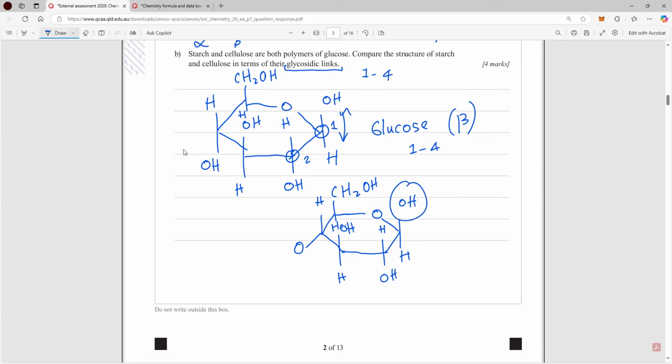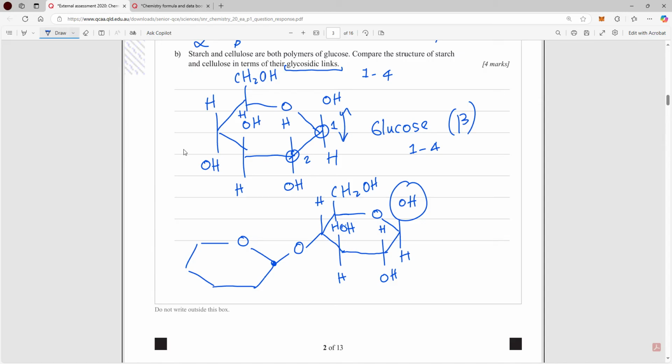So I'm going to draw the exact same molecule, except just down here. So this is joined up here, and I'll just draw the structure. So we'll have the oxygen here. So this is carbon 1 here. And then I'll just draw the general structure like this.